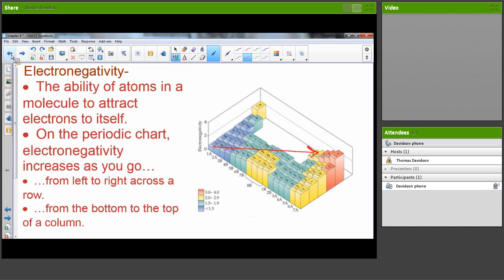Now, every trend is a general trend. We're not going to worry about the exceptions here because it just doesn't matter to us. Just know that a certain type of element has a very high electronegativity and a certain type of other element has a very low electronegativity. So what ones have high electronegativities?